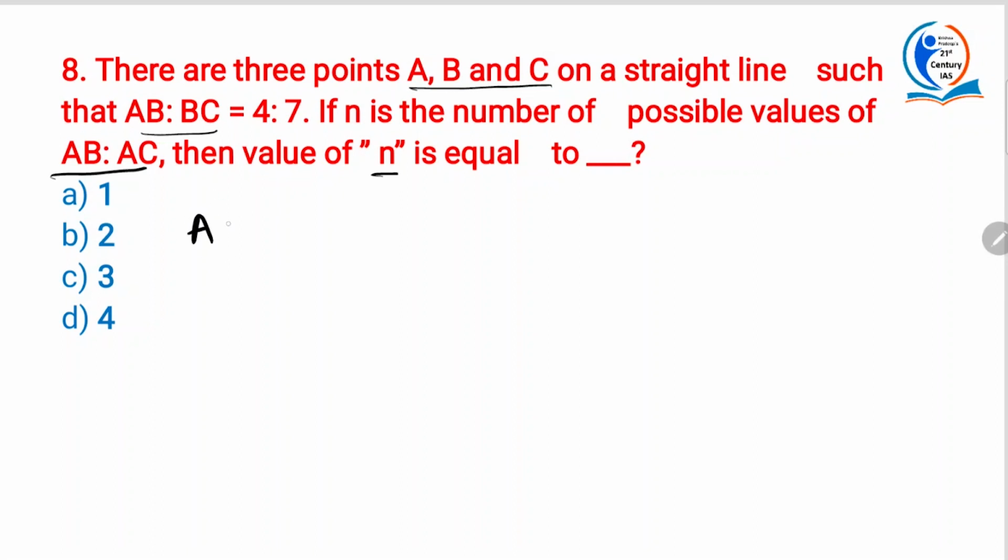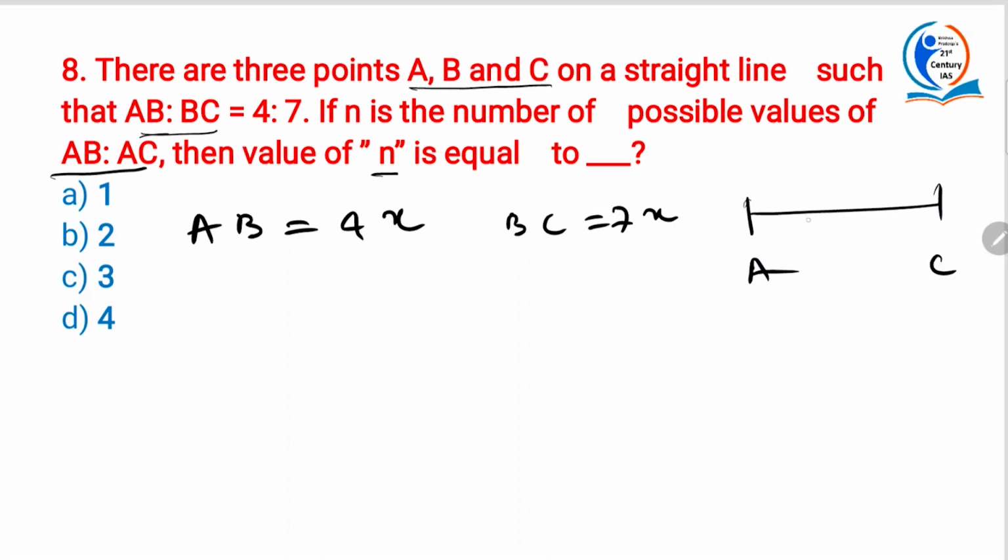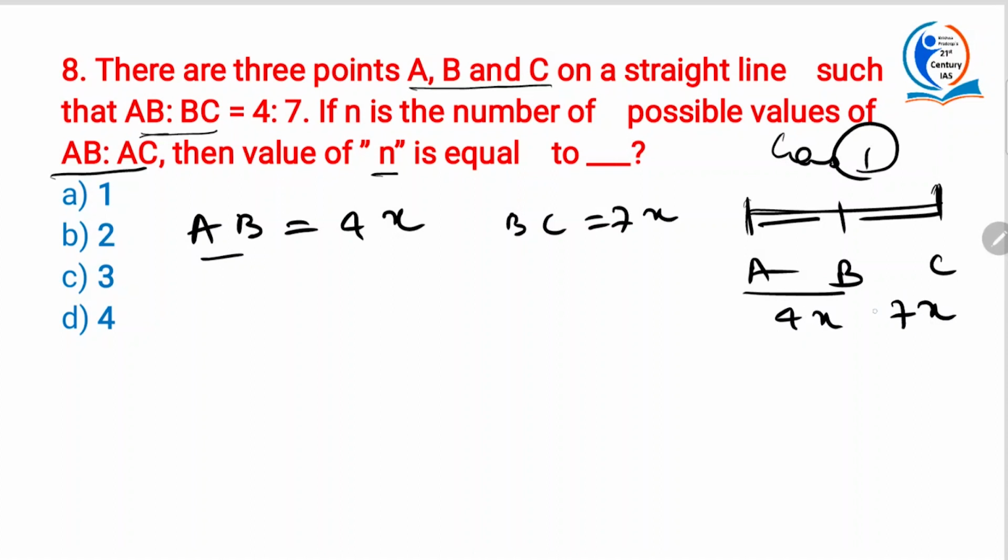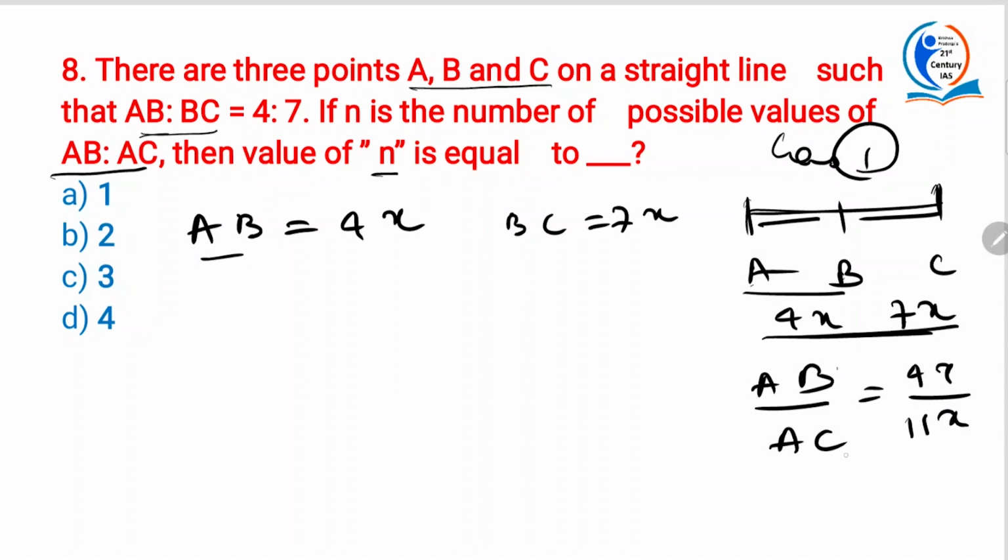See, AB is 4x, BC is 7x and AC, if you assume it to be AB plus BC, this is case 1. This is the line. If you assume this is the line, then AB is to AC is how much? AB is 4x, BC is 7x. Now AB is to AC will become 4x by the total length, 7x plus 4x, which is 11x. So AB is to AC will become 4:11. This is case 1.